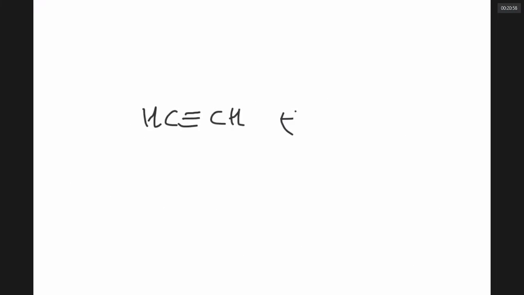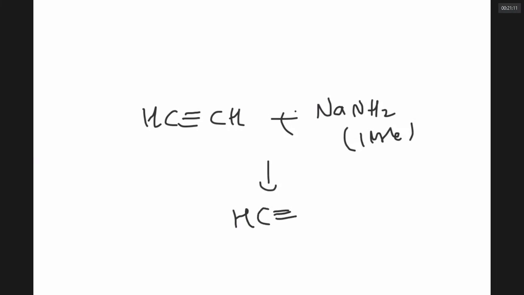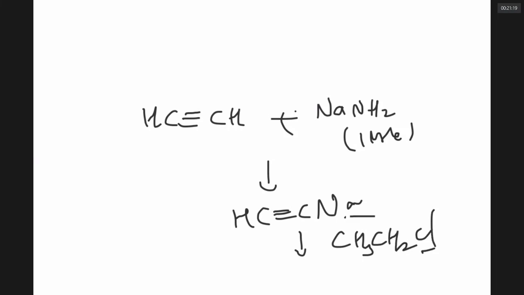Once you get acetylene, you react with 1 mole of NaNH2. You will be reacting with sodamide, only 1 mole. You will be getting sodium acetylide. When sodium acetylide reacts with ethyl chloride, you will be getting NaCl.